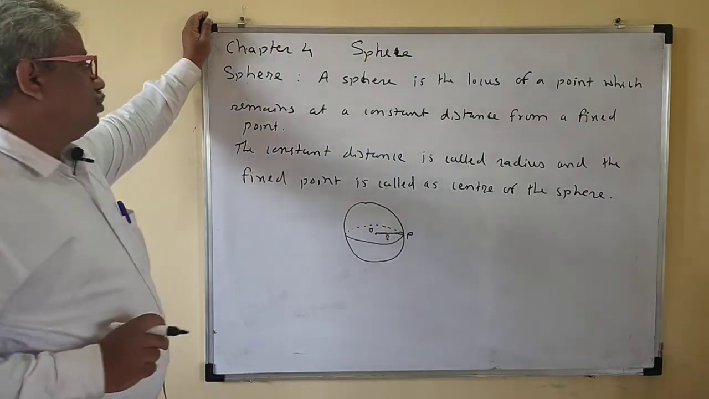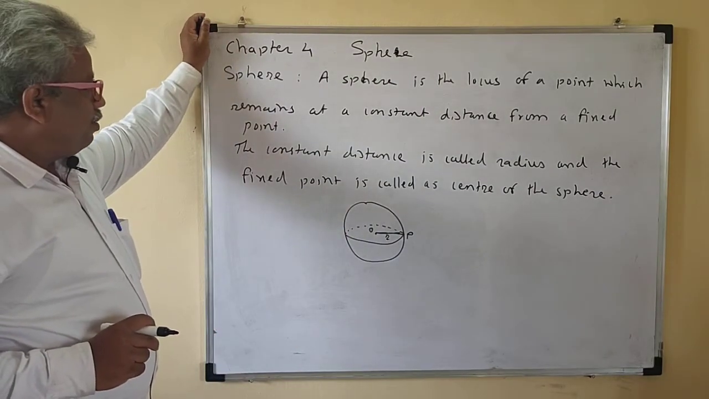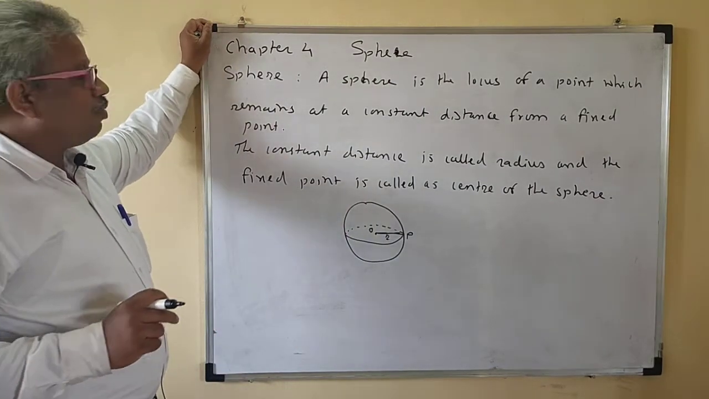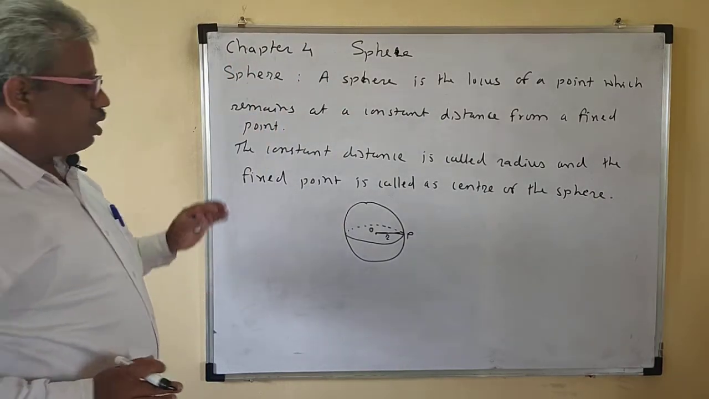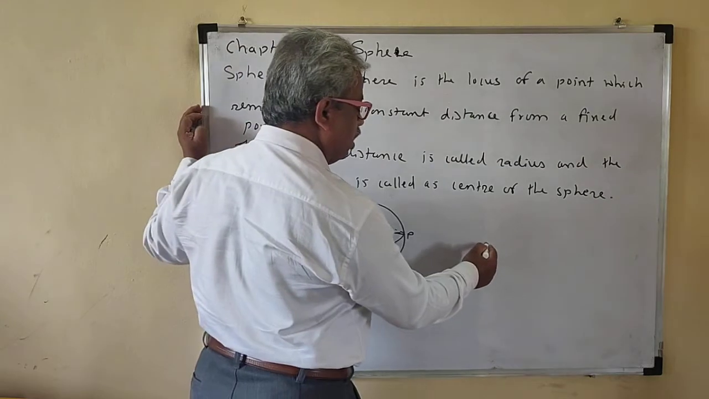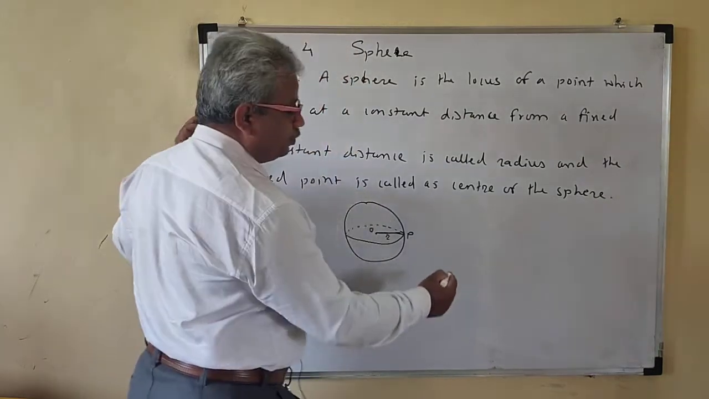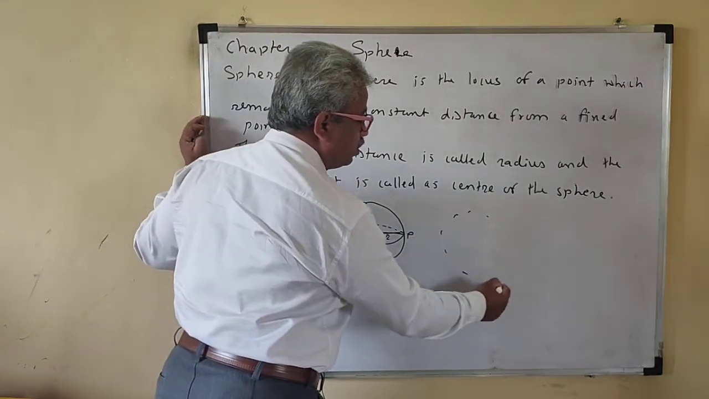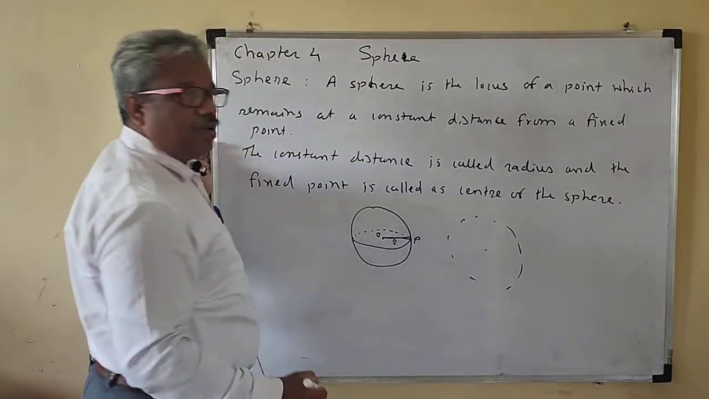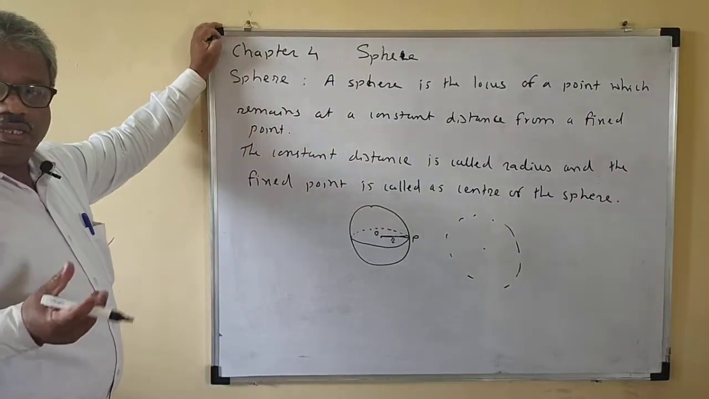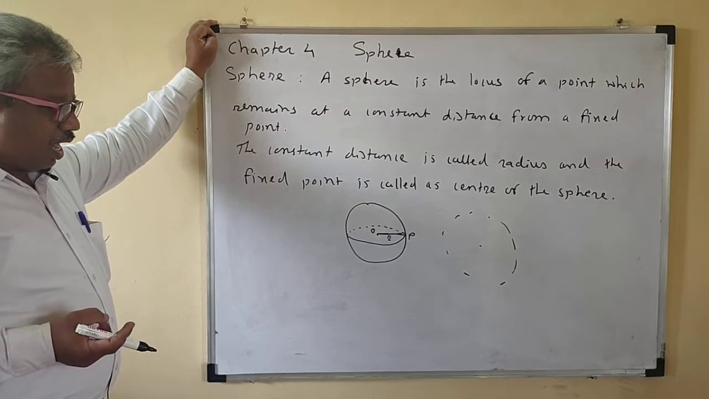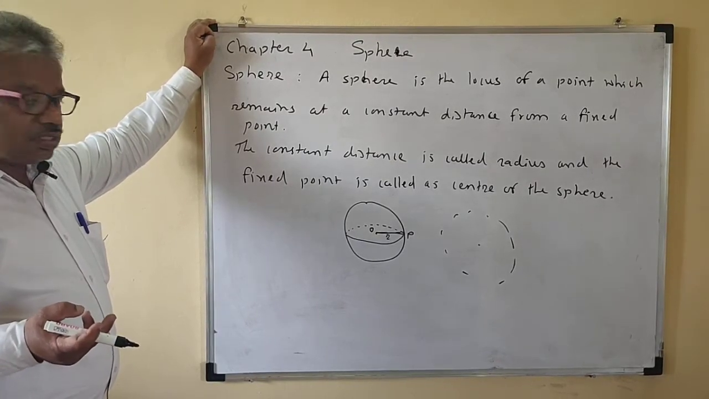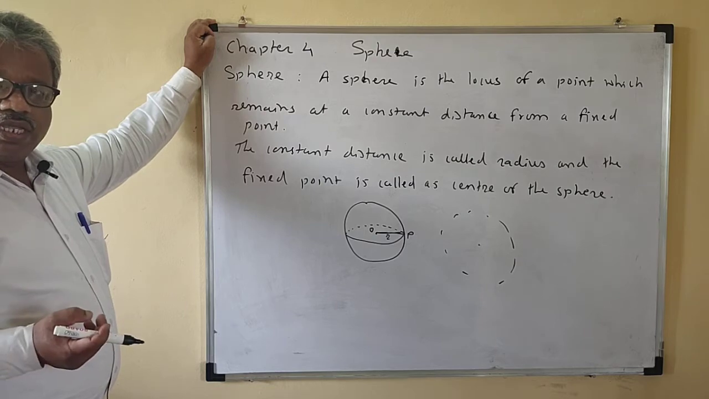Sphere. So what is the definition of a sphere? Just like a circle. You know what we mean by a circle: the set of all points which are equidistant from a fixed point is called a circle. The fixed distance is called the radius of the circle, and the fixed point is called the center of the circle.